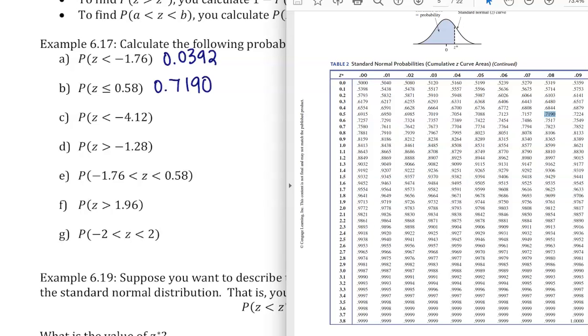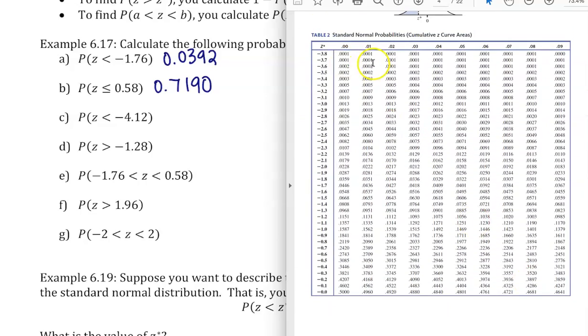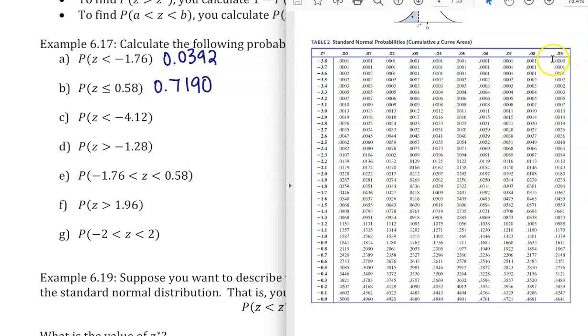The third part, z is less than -4.12, you'll notice that the last value that we have is -3.89. Anything smaller than that is going to be even smaller than this last entry. And since the last entry is 0, then the probability that you're even smaller than that is going to also be approximately 0.